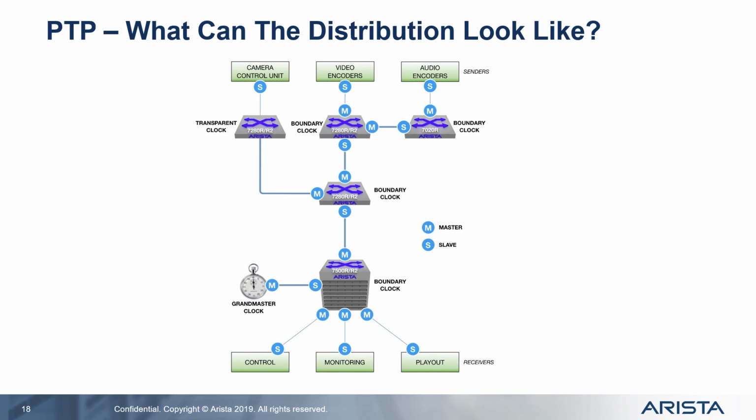Now, the reason why on this transparent clock you don't have an M and an S on that directly is because that clock, that switch, doesn't actually know who the grandmaster is. In that case, it's really just multicast traffic. So it does not care. It just passes the traffic to its, in this case, its CCU, which is the slave in that case.